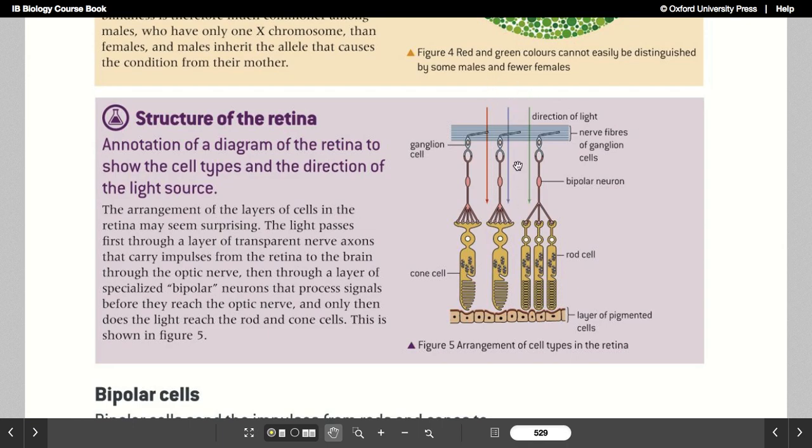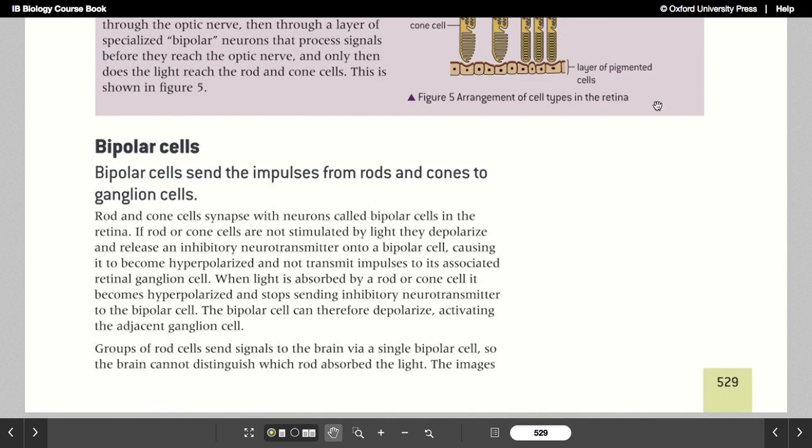If there is no light, then these guys, the cone cells and the rod cells, do depolarize. And when they depolarize, they send an inhibitory neurotransmitter here, which shuts down the bipolar neurons by causing them to hyperpolarize. When they hyperpolarize, they do not send any signals to the ganglion cell. So nothing goes to the occipital lobe, so you interpret it as, I don't see anything. Okay, hopefully that was helpful.